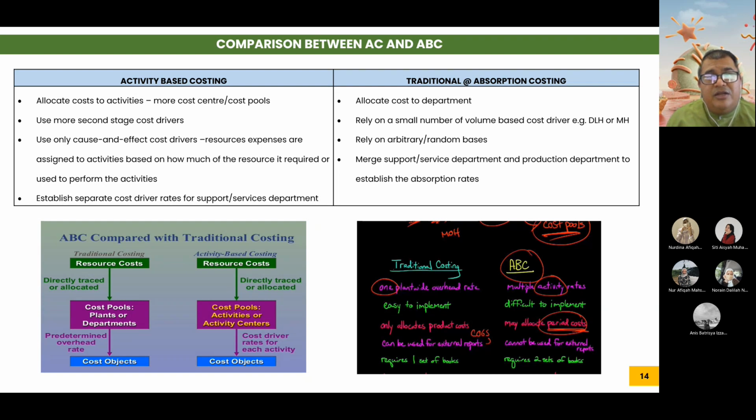Untuk traditional ni dia allocate cost to department. Maksudnya kalau kadang-kadang tu allocation cost dia tu hanya satu department sahaja. Dia tak allocate based on activity dalam department tu. Kalau this one dia more to cost center. Macam this one kan.